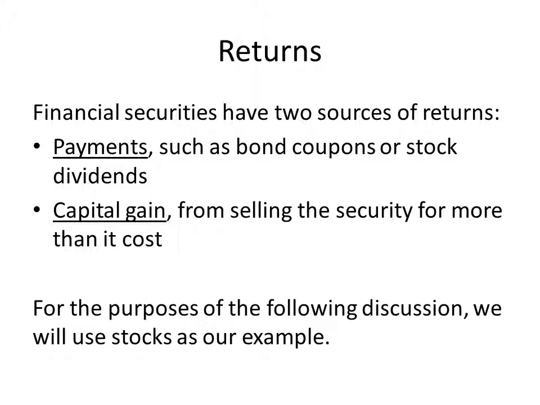Financial securities have two sources of returns. Many securities make payments, as some bonds make coupon payments and some stocks make dividend payments. Also, there is a return from the capital gain, in other words, from selling the security for more than it costs. And so financial securities, therefore, have two sources of returns. Now, for the purposes of our discussion, we will use stocks for the examples in this chapter.